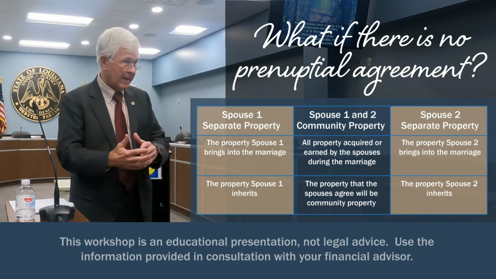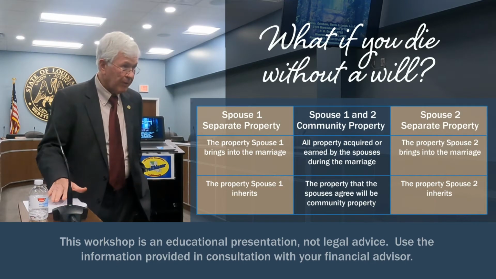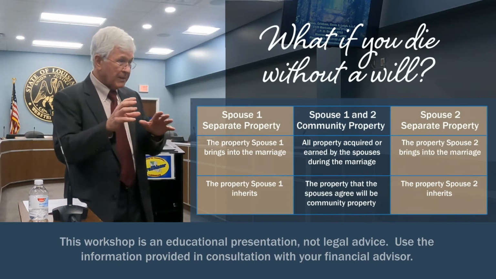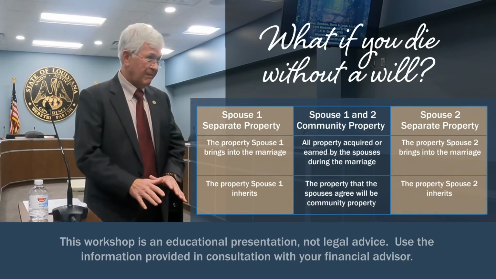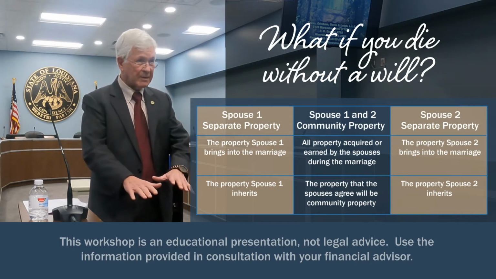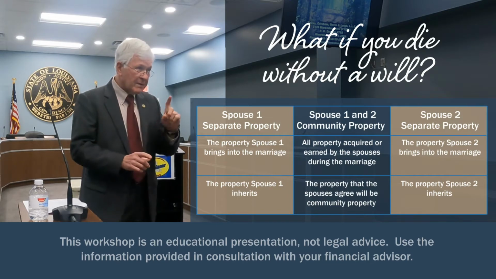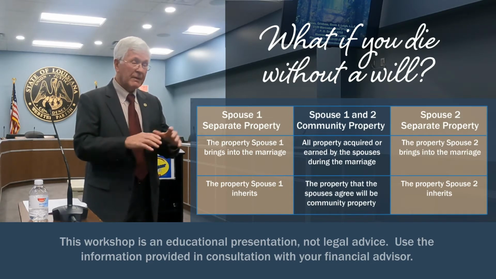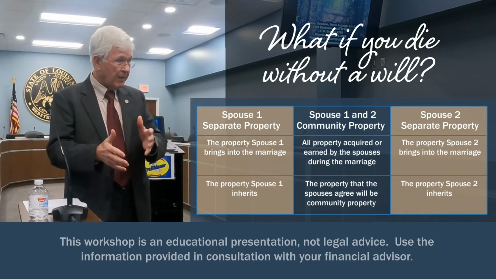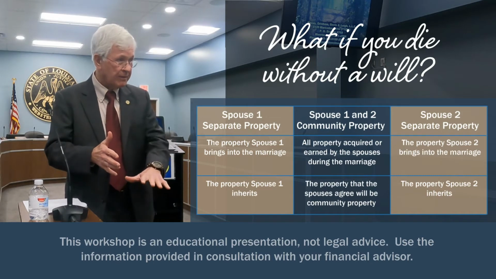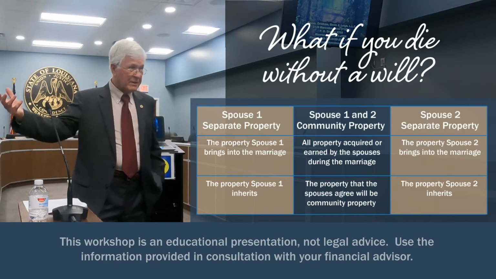when their parent dies. If you die without a will, the parent that has separate property, that separate property is inherited by that spouse's children. Separate property passes down to the spouse's children, if it's separate property. And if it's community property, the parent of those children, their half passes down to the kids. So the kids end up with half of the community and 100% of the separate.